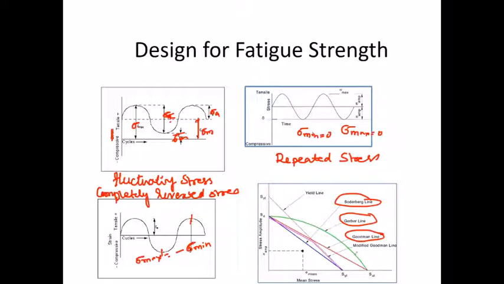We have a lot of theories here to find out the calculation of the parameters, either stresses or dimensions. You have three theories here: Soderberg, Gerber, Goodman, and the modified Goodman line. Now we are going to solve some problems on the Soderberg as well as Goodman relationship.